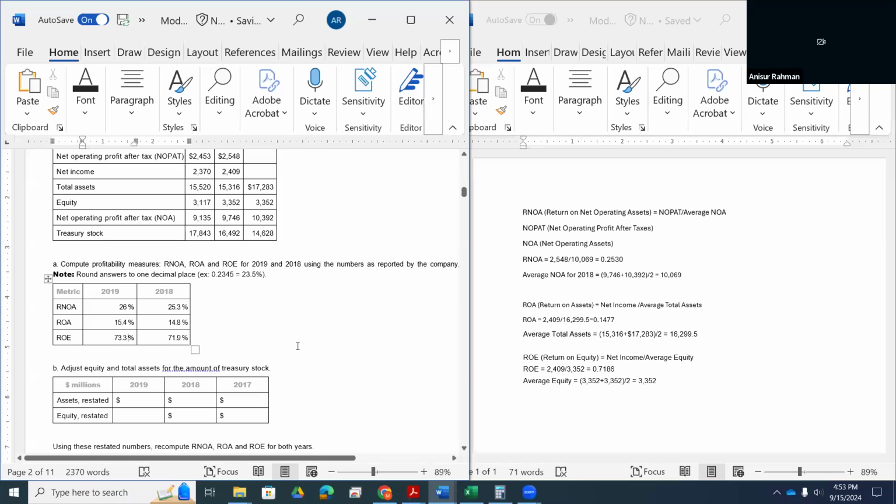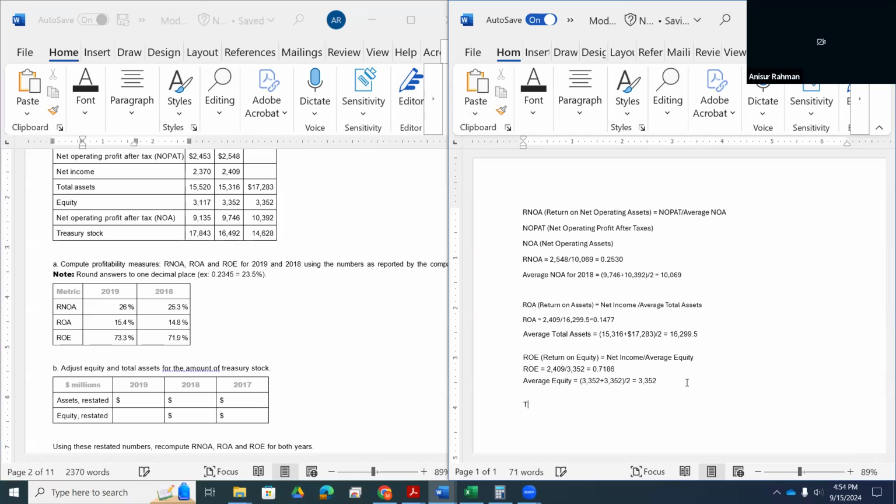Adjust equity and total assets for the amount of treasury stock. So treasury stock reflects the value of the shares that have been bought back or repurchased from the shareholders. So that reduces your equity. So this question is telling us we need to adjust the equity and assets by the amount of treasury stock. So we need to add treasury stock to both the equity and the total assets.